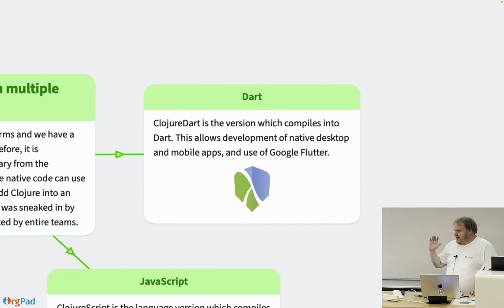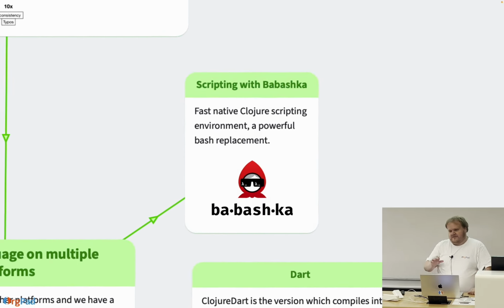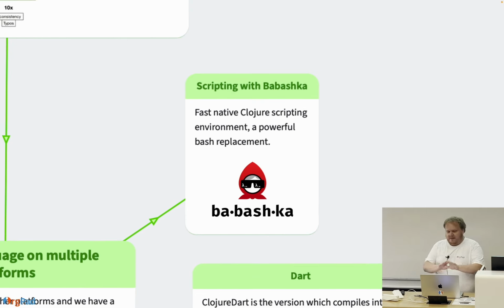Recently, there are also other versions. There is ClojureDart, which allows one to target native mobile and desktop applications. So you can leverage Google Dart and Google Flutter, which is quite a famous native application environment. There is also, if you like shell scripting, Babashka, which is a replacement for Bash. So you can write some small script in Clojure, and you can run it instead of Bash. I personally don't do much scripting, so I didn't have time to play with this, but if you do scripting, it's great. It's easy to install, it's fast to start, and so on.